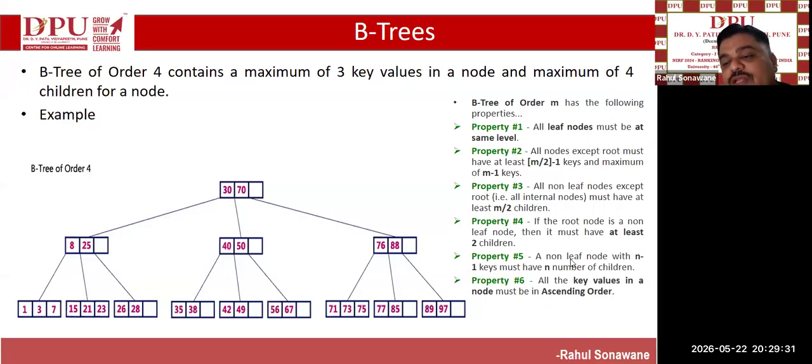For the fifth property, a non-leaf node with n minus 1 keys must have n number of children. Yes. So here you can see this node is having how many keys? 2 keys. So it should have 2 plus 1 children. So you can see that this internal node is having 3 children. Again, the fifth property is followed by everyone. Then the last property is, all the key values in the node must be in ascending order. So you can observe that every node is having data in a sorted, ascending order.